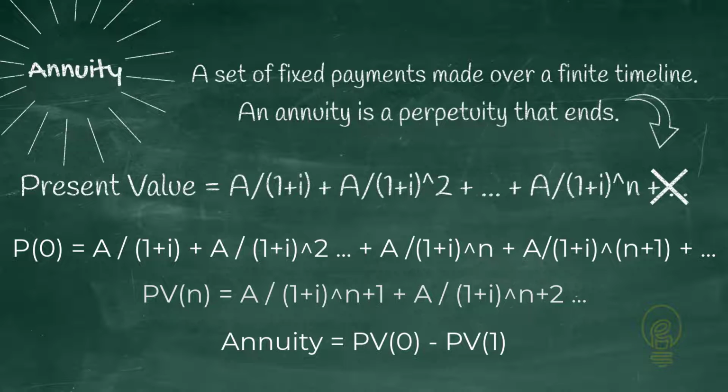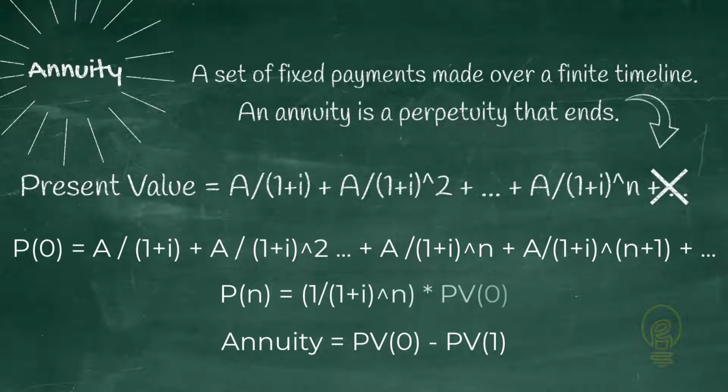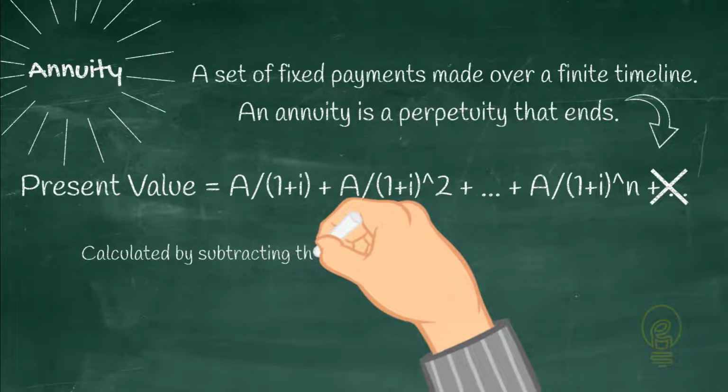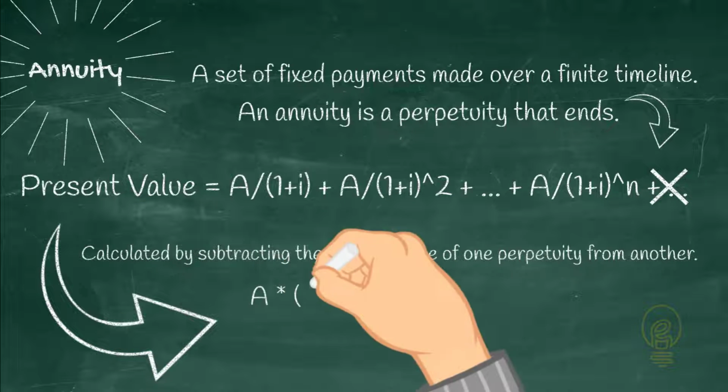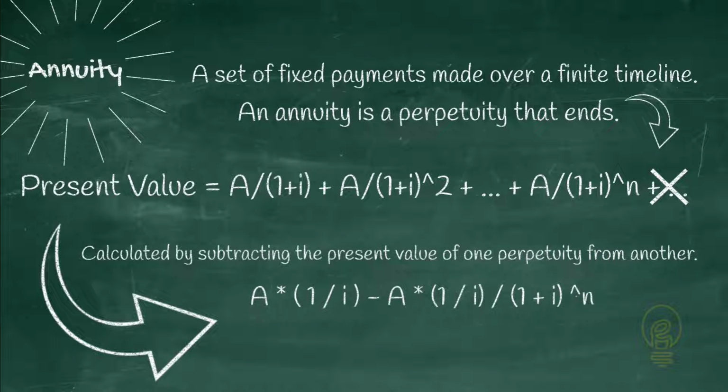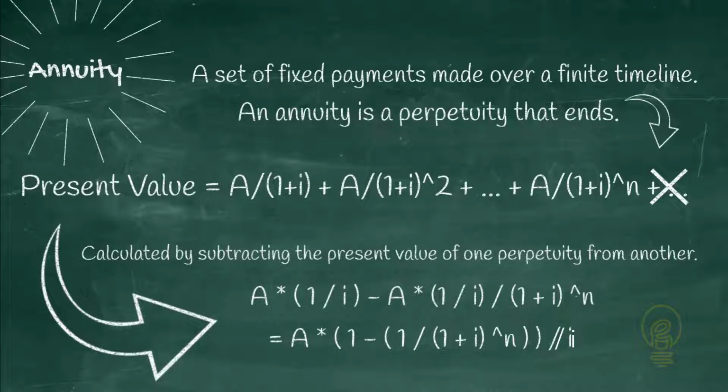And if we look at our perpetuity starting from time n, we can also see that it is the same as the perpetuity from time 0, except all of our terms have been divided by 1 plus I to the n. We have a shorthand equation for a perpetuity, and so with it we can calculate the present value of an annuity by subtracting these two present values from each other. This formula then simplifies down somewhat to A times 1 minus 1 divided by 1 plus I to the n, divided by I. The factor to the right of the A is occasionally called the amortization factor.